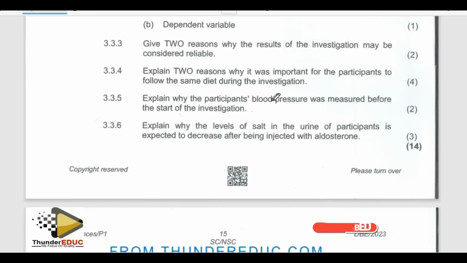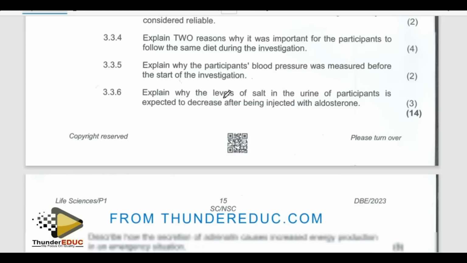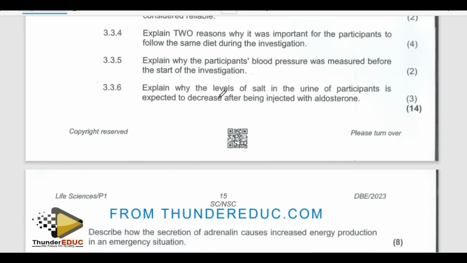They're saying, explain why participants' blood pressure was measured before the start of the investigation. Whenever you do that, it means that you are looking for the reference point, basically to act as a control, where you know what the conditions were before you applied the experimental measures, so that now you can bring about comparison.